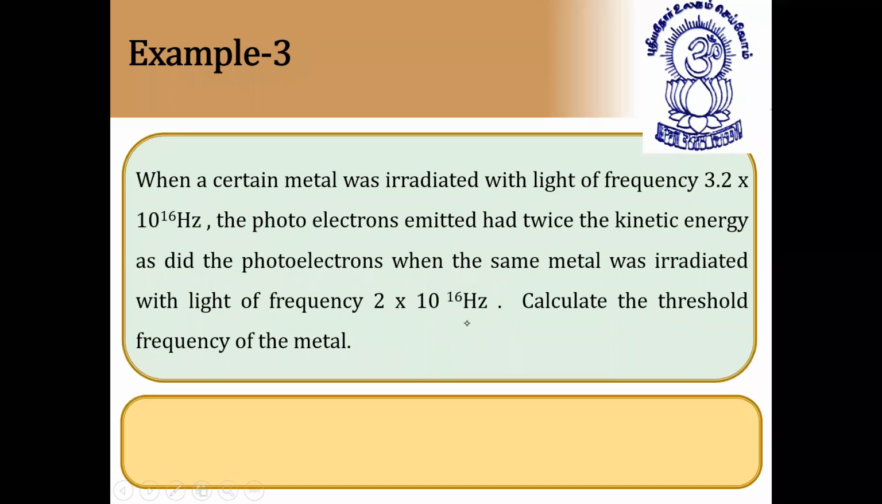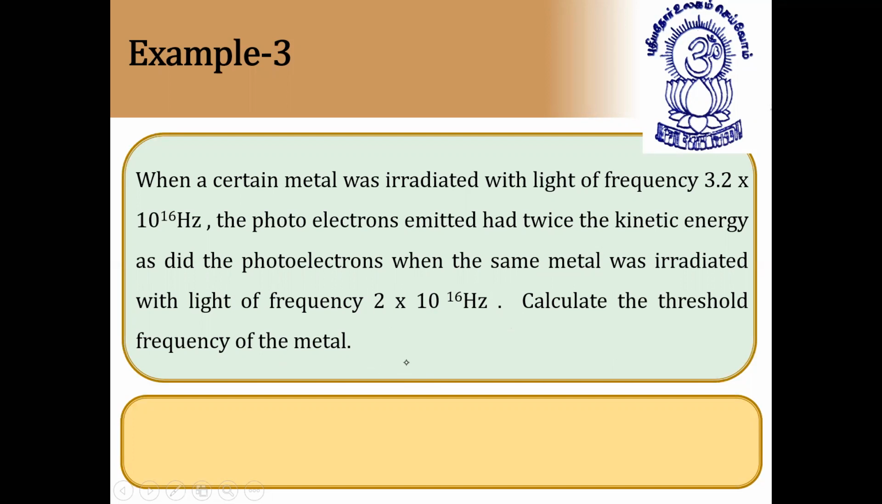Next question. When a certain metal was irradiated at a frequency of 3.2 × 10^16 hertz, the photoelectrons emitted have twice the kinetic energy of the photoelectrons when the same metal was irradiated with light of frequency 2 × 10^16 hertz. Calculate the threshold frequency of the metal. This is a very, very important model. They are asking us to find the threshold frequency of the metal.